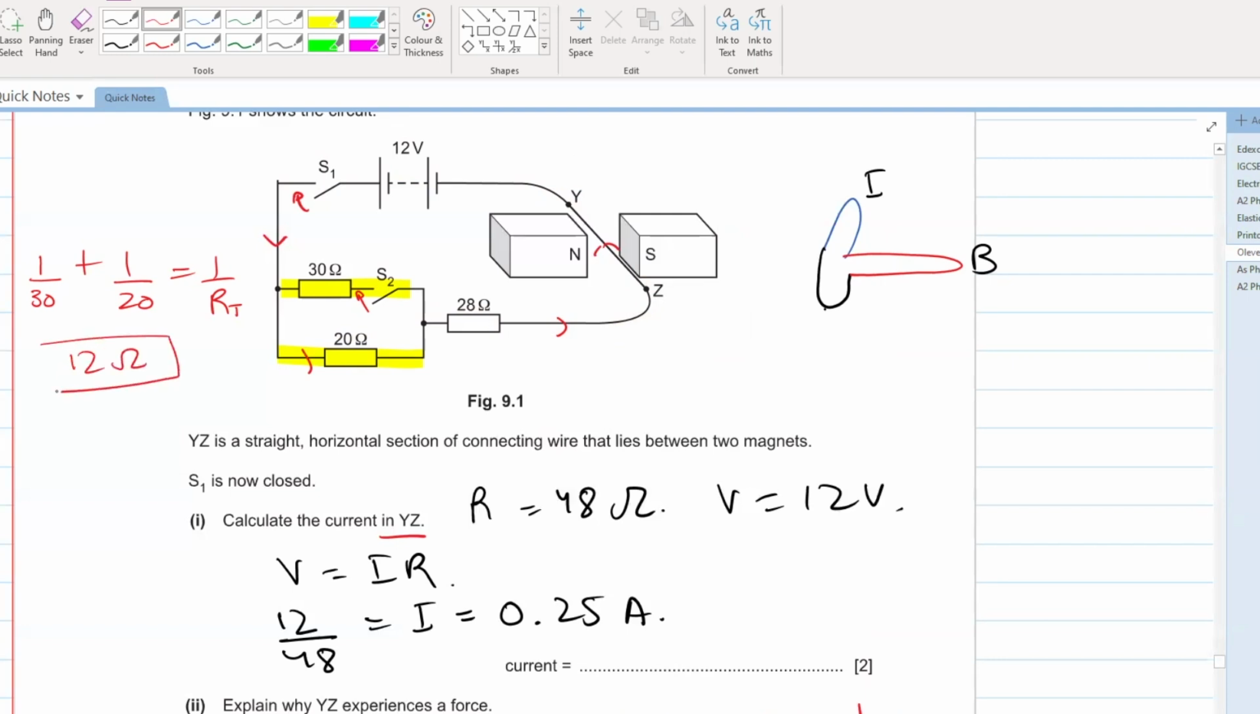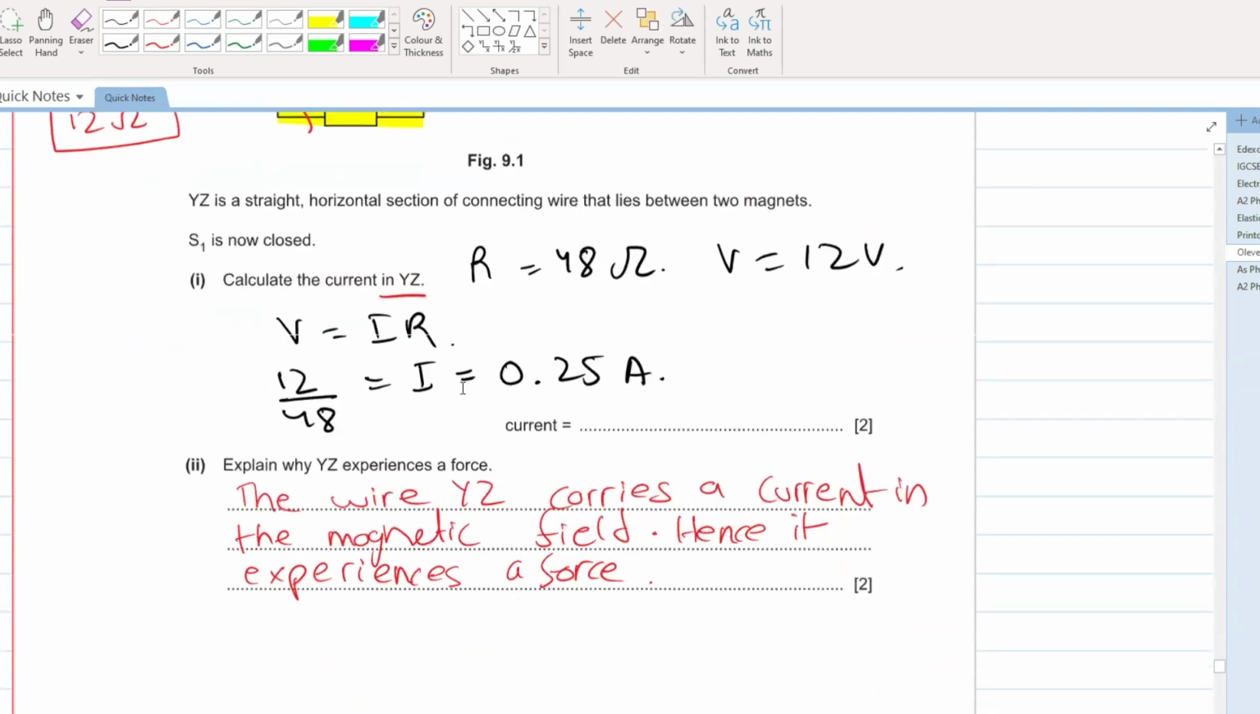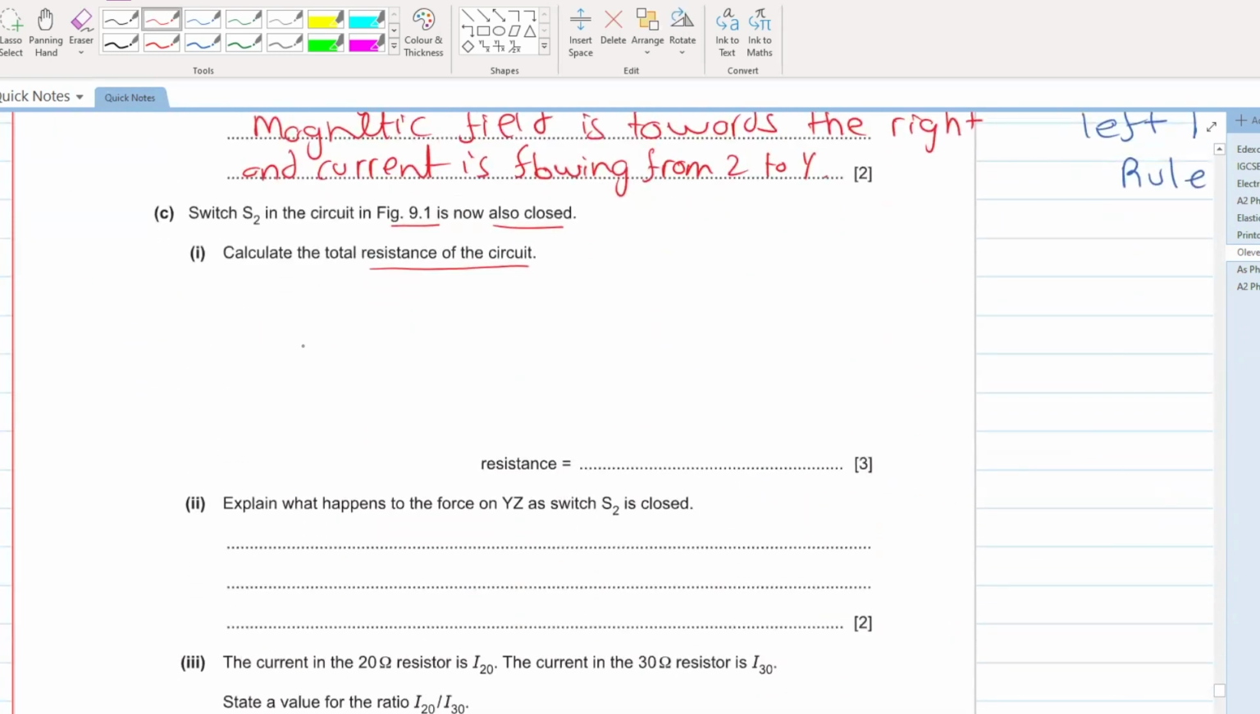Perfect. The parallel resistor ka combination has a resistance of 12. This is 28. Add 12 plus 28 to get the total resistance. So you can write here 1 over 30 plus 1 over 20 is equals to 1 over R total. R total for the parallel combination comes out to be 12 ohms. 12 plus 28 is your total resistance, that is 40 ohm.